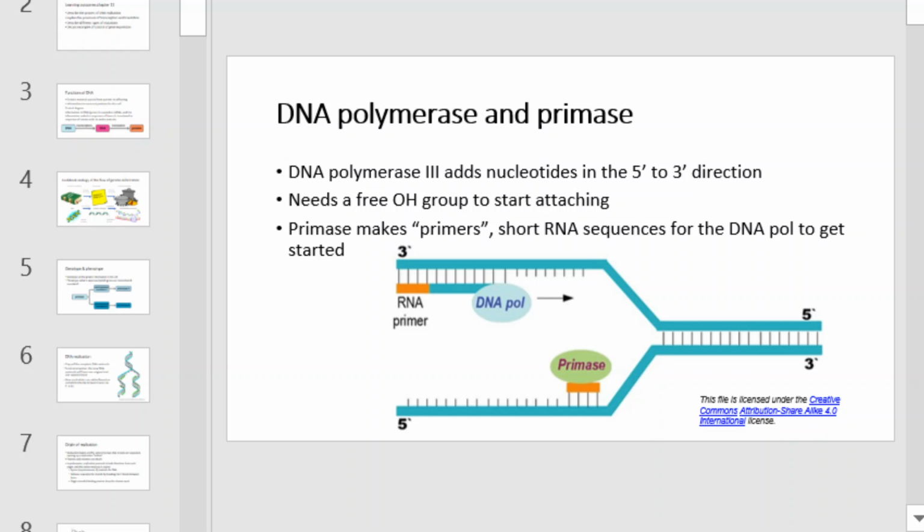DNA polymerase and primase. DNA polymerase III adds nucleotides in the 5' to 3' direction on what is referred to as the leading strand. It needs a free hydroxyl group to start attaching. Primase makes primers, which are short RNA sequences for the DNA polymerase to get started.